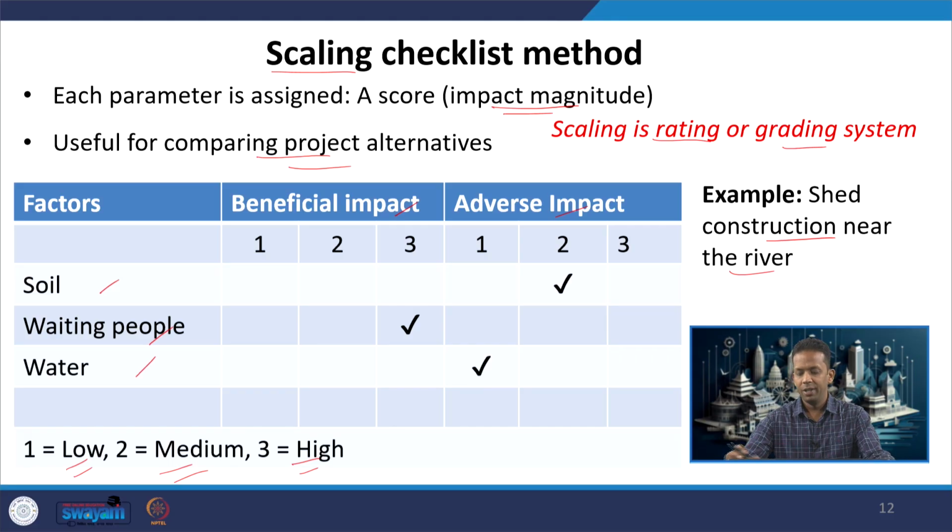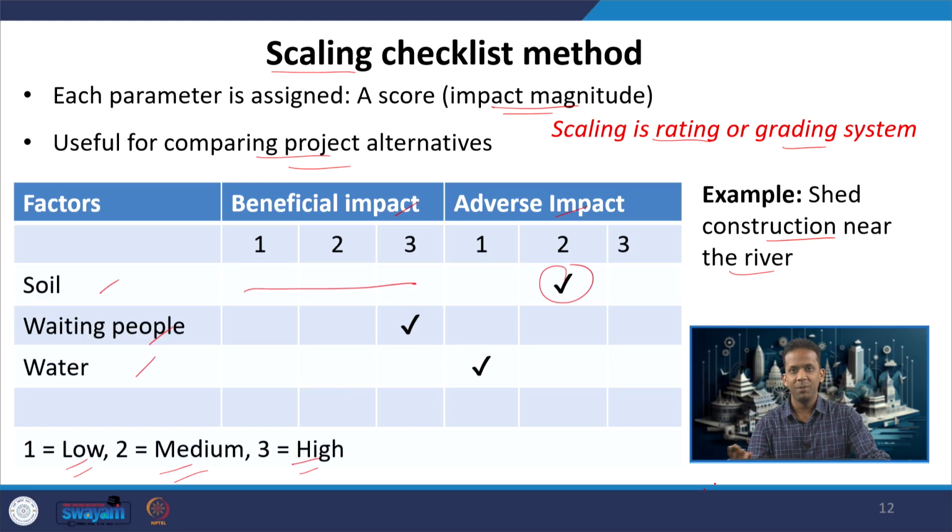Now, when there is a construction activity, obviously there will be digging of soil. So, there will be disturbance to the ground microbes. So, it will not have a beneficial impact on soil for sure. It will have an adverse impact, but how adverse? Is it very little, very high? No, it is medium.